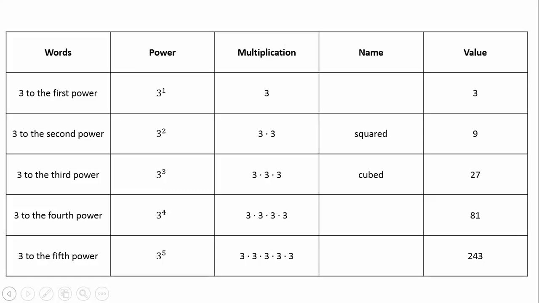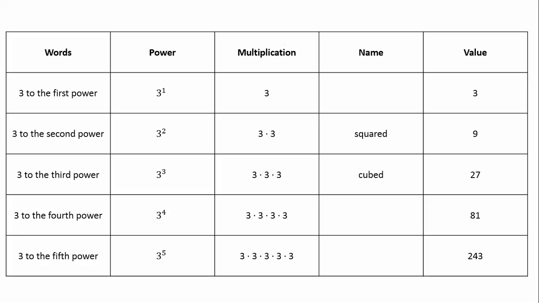So let's look at a table where we're using the number 3 and writing it as different powers. In words, we would say 3 to the first power. When we write it as a power, the base is a 3 and the exponent is 1. That means in the multiplication column, we have just one 3, and its value is 3.